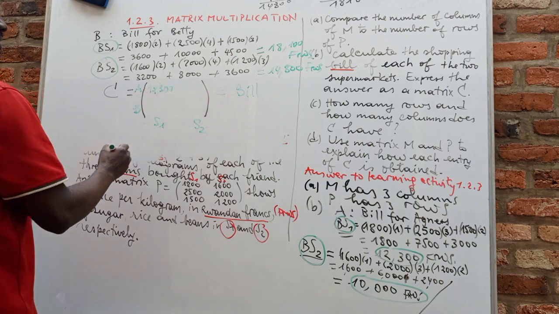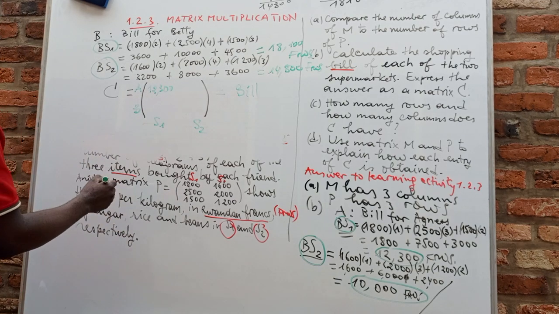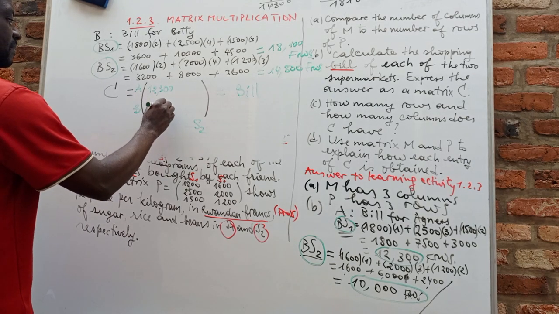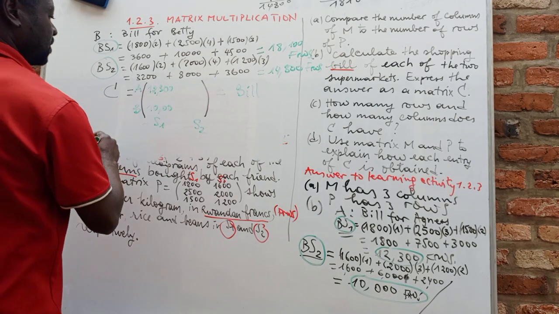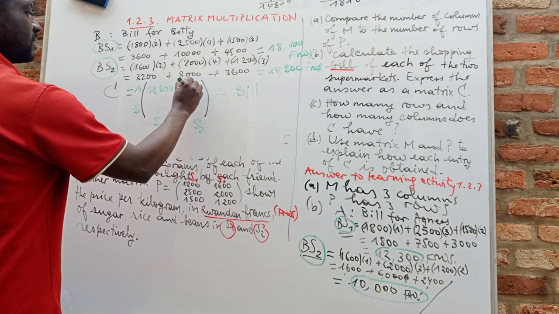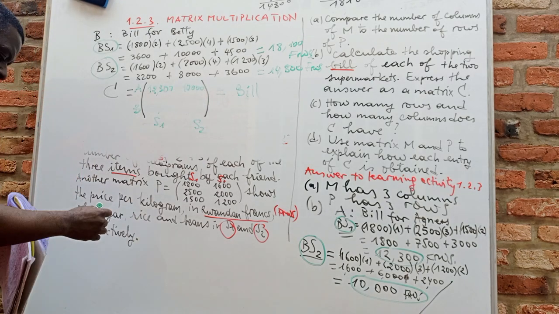and in the second supermarket 10,000. That is for Agnes.